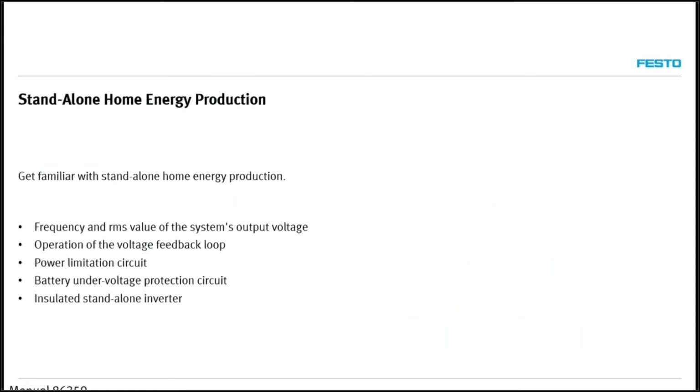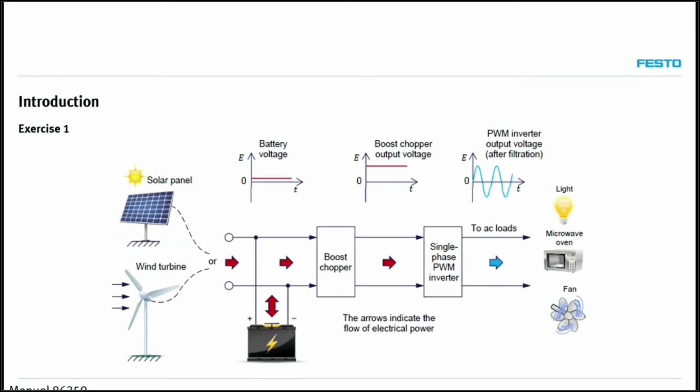We also cover, well, of course, the first exercise is about standalone home energy production. So we will present to the student the frequency and RMS value of the output voltage, operation of the voltage feedback loop, the power limitation circuit, the battery under voltage protection circuit. So all of this is covered in this first exercise.